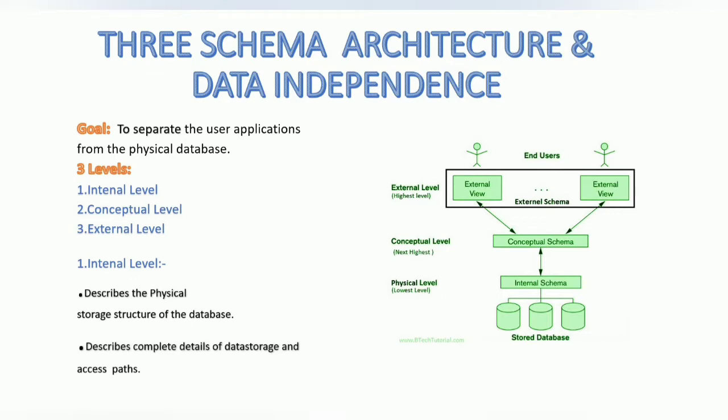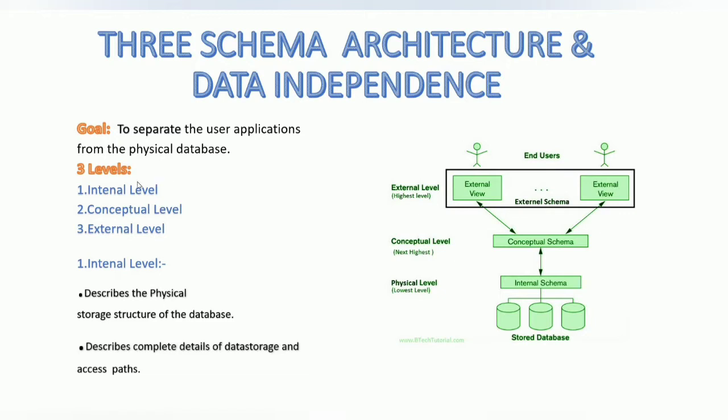Friends, we are coming with a new topic. The topic name is 3-schema architecture and data independence. The main goal of 3-schema architecture is to separate the user applications from the physical database. The user applications are at the topmost of the database and the physical database is at the lower stage, and the main goal is to separate the user applications from the physical database.